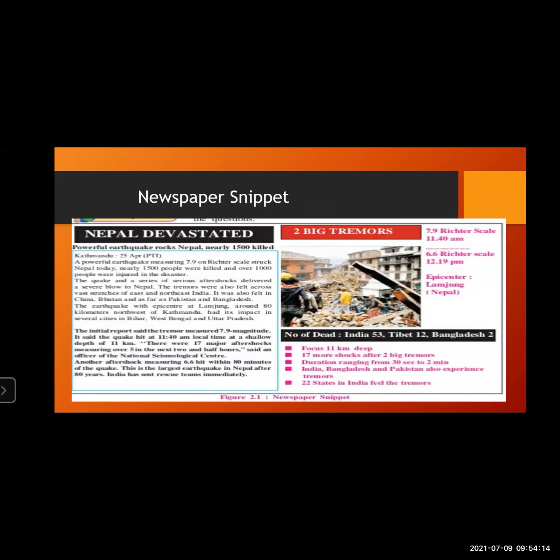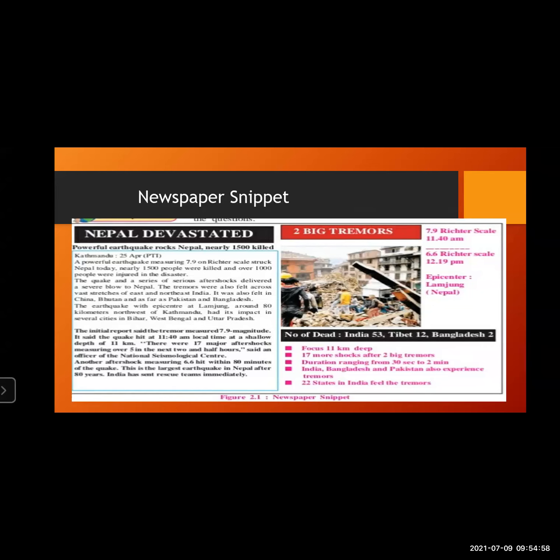The quake and a series of aftershocks delivered a severe blow to Nepal. The tremor was also felt across vast stretches of east and northeast India. The main point was in Nepal, but the effect of the earthquake spread to vast areas of northeast and east India. It was also felt in China, Bhutan, and as far as Pakistan and Bangladesh. The earthquake had an epicenter at Lamjung, around 80 kilometers northwest of Kathmandu. So the epicenter was at Lamjung.